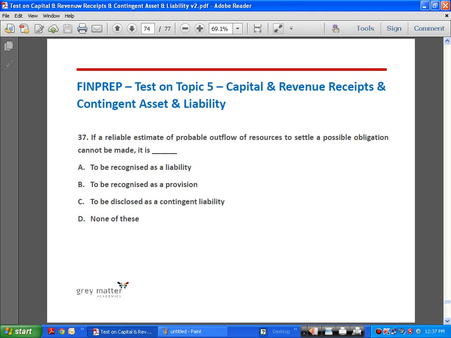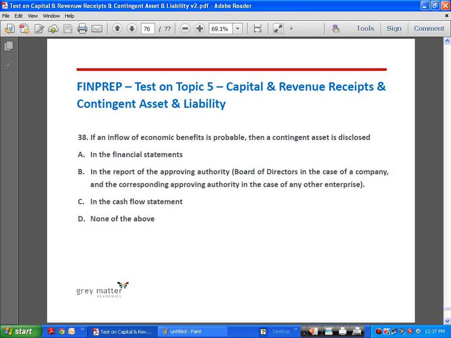Question number 37. If a reliable estimate of probable outflow of resources to settle a possible obligation cannot be made. This is where a reliable estimate of probable outflow of resources to settle a possible obligation cannot be made. It is to be disclosed as a contingent liability.